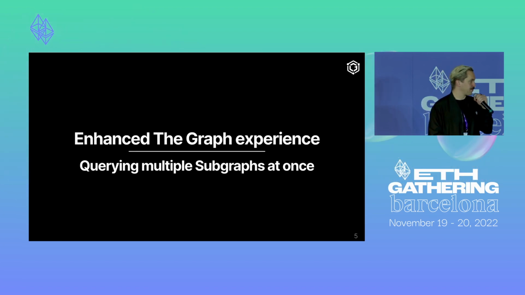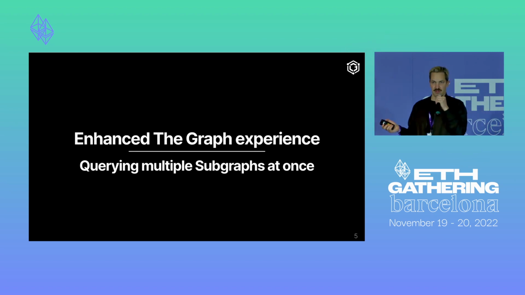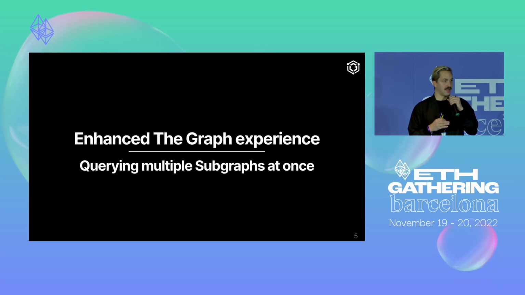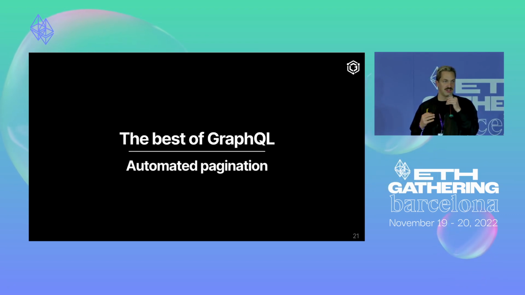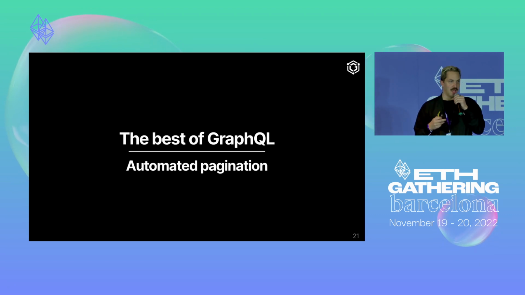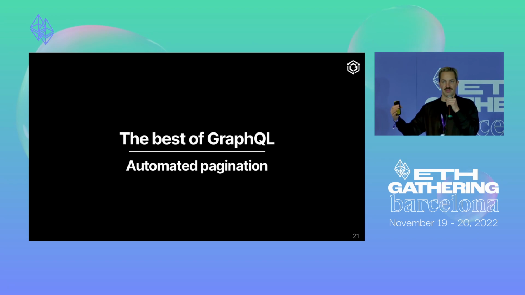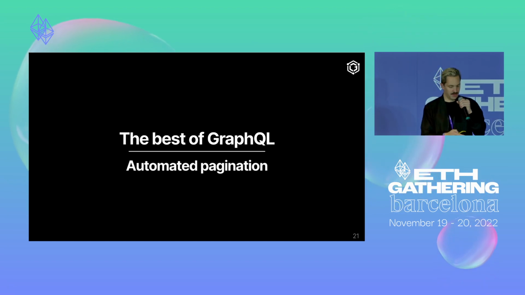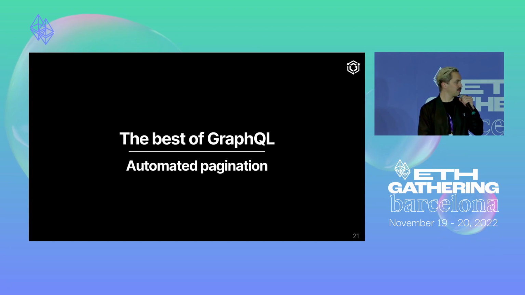Then you can query multiple subgraphs at once, right? A lot of protocols nowadays have the same subgraph deployed to different chains. And that makes it sometimes quite challenging in the front end to bring that back together and know what's going on. So the Graph Client can just say, okay, these are my subgraphs, and then it automatically builds you a unified, single schema on top of it.